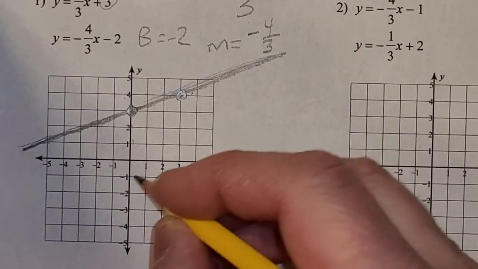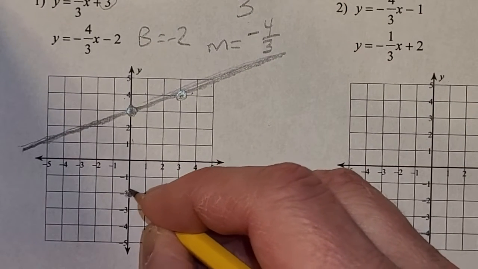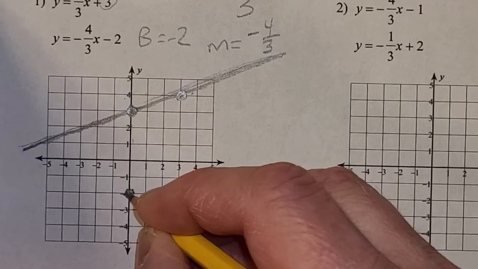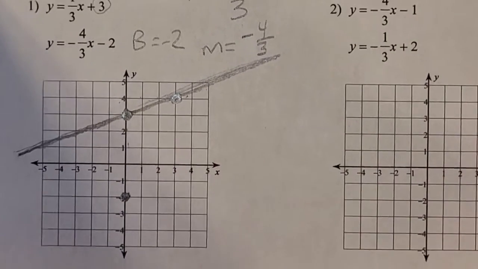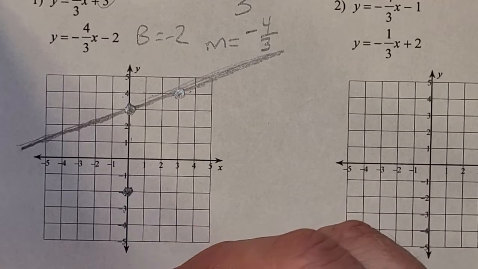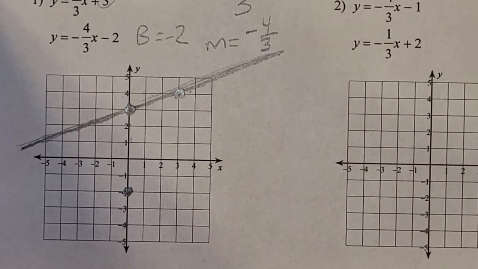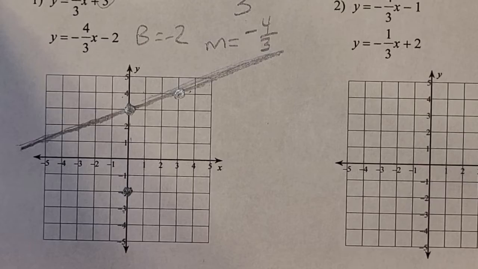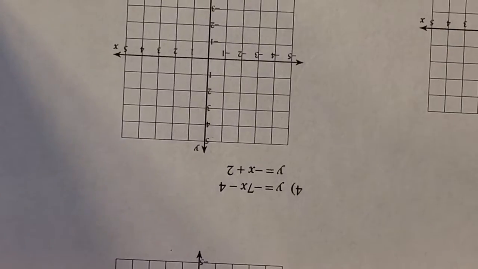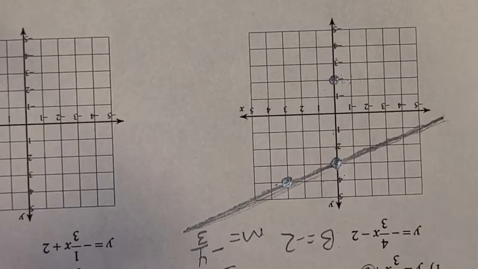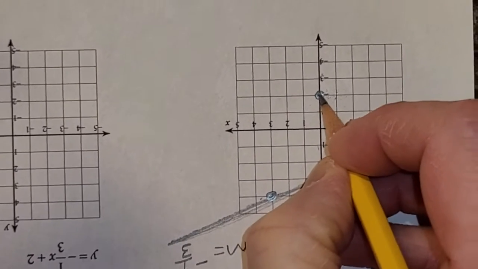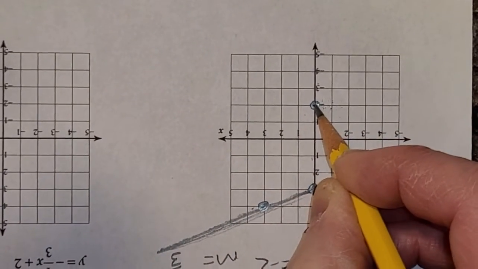Where is negative 2? There it is, 1, 2. Ooh, looks to me like we have to flip our paper upside down because I do not have room to go down 4. 1, 2, 3, 4. Okay, I don't have room to go down. So we must turn our papers upside down. All right, let's see if I can figure out how to do this. There we go. All right, so there's our negative 2. And we're going to go down 4, right 3.